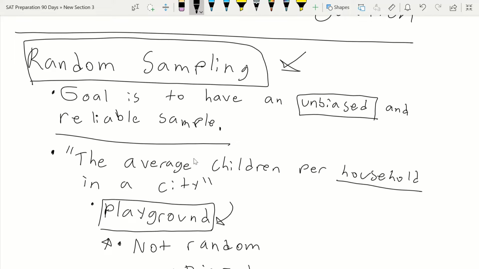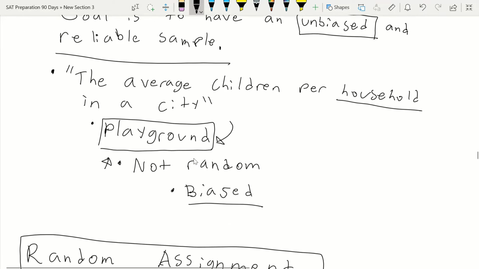So for the average children per household in a city, if we were asked to collect data on that, we would not want to do it at a playground because that's biased, because people at playgrounds tend to have more children, right? You wouldn't be really attending a playground if you don't have a child. That would be very, very weird. Do not do that. So the goal is to have an unbiased and reliable sample.